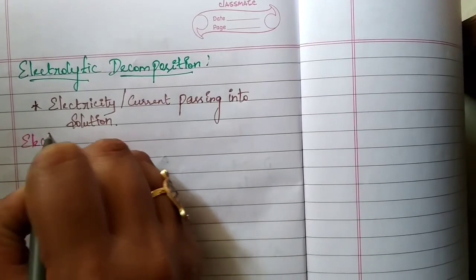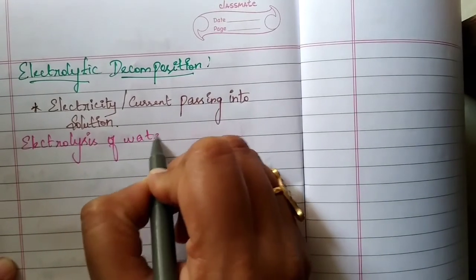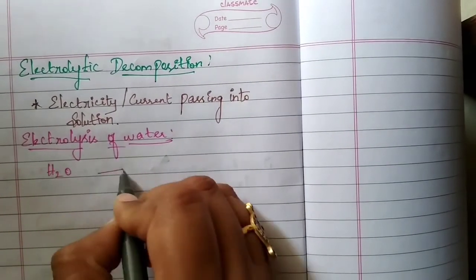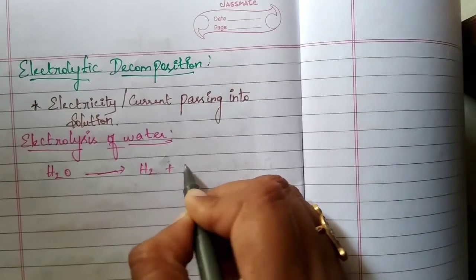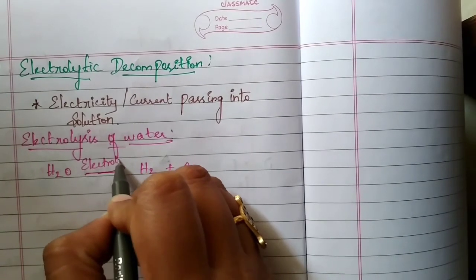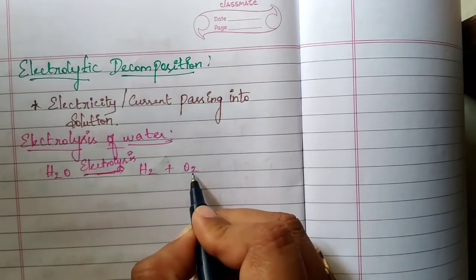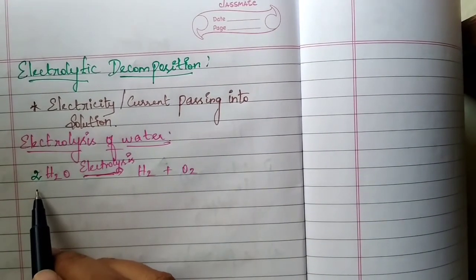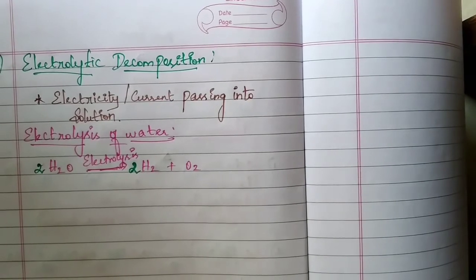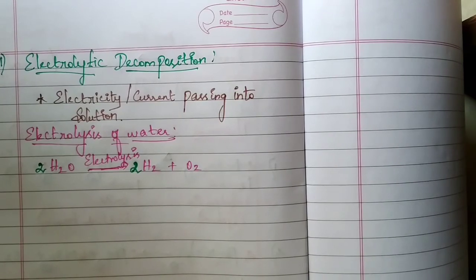Okay, students. The best example for this one is electrolysis of water. We are going to dissociate the water molecule into hydrogen gas plus oxygen gas using current. So that is electrolytic decomposition or electrolysis. To balance this equation, 2 oxygen is here, so I am taking 2 here. Now hydrogen becomes 4, so I am putting 2 here. So this is the balanced equation, students. Electrolysis of water is the best example of electrolytic decomposition.